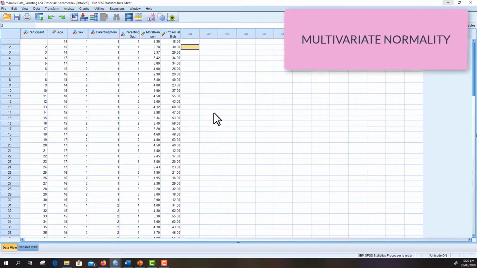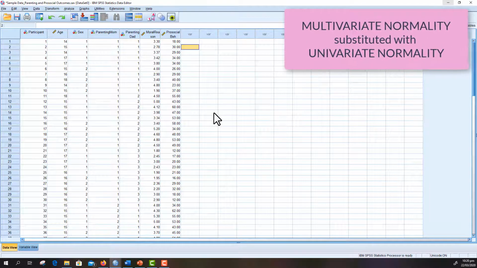The next assumption is multivariate normality. In univariate ANOVA, this meant that the residuals come from a normally distributed sampling distribution. In multivariate models, the residuals of the combination of the dependent variables are assumed to come from a normally distributed sampling distribution. Multivariate normality, however, cannot be tested in SPSS. Instead, we can check the assumption of univariate normality as we did in a regular ANOVA.